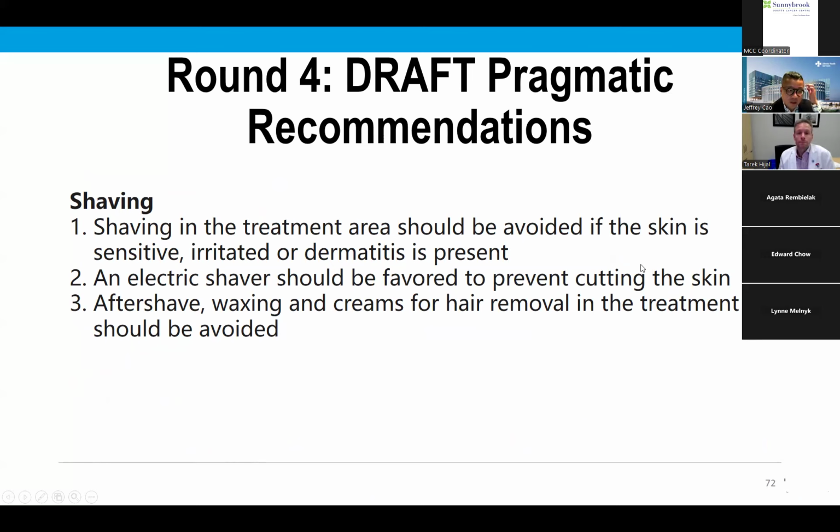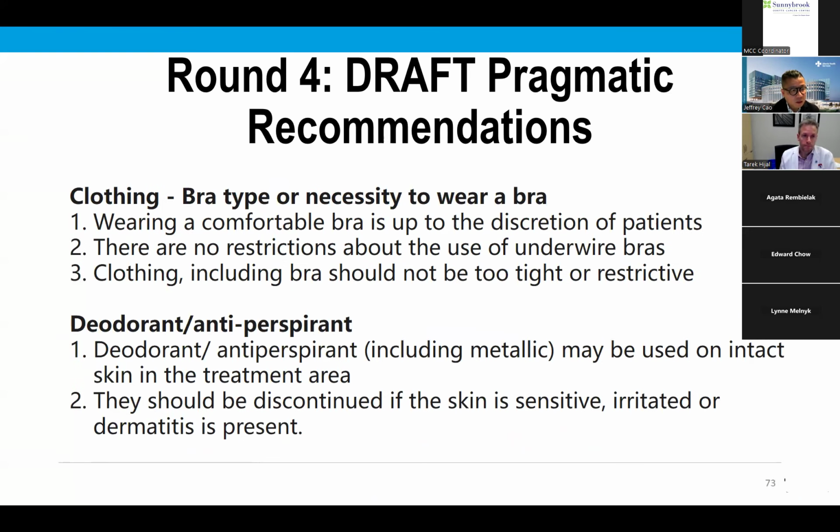Shaving should be avoided. Again, this is kind of commonsensical stuff if the skin is irritated. And then the use of an electric shaver as opposed to a razor is recommended. Waxing and those types of creams should also be avoided. Clothing, we didn't really want to be prescriptive because there are some patients who are told not to wear a wire, but some find it comfortable as long as there's enough padding. And we really just said, wear what makes you feel comfortable.